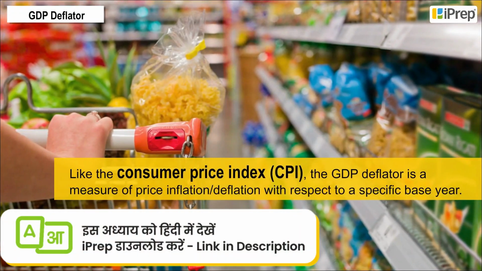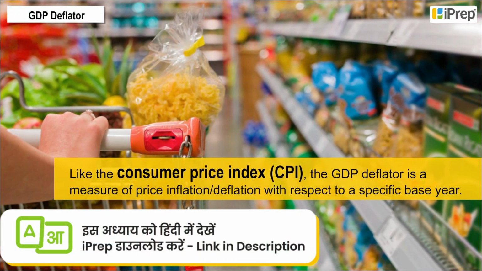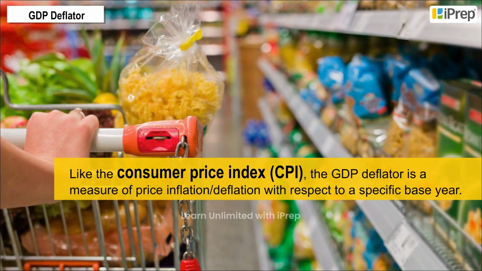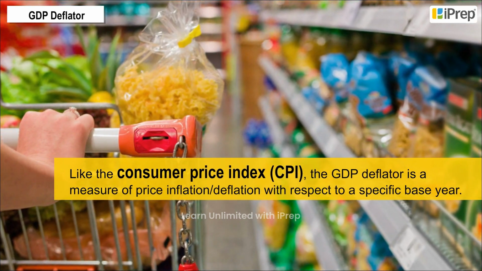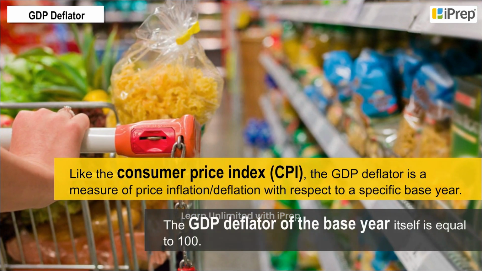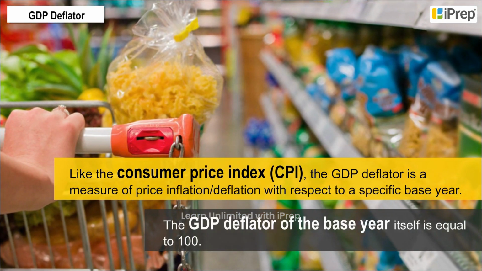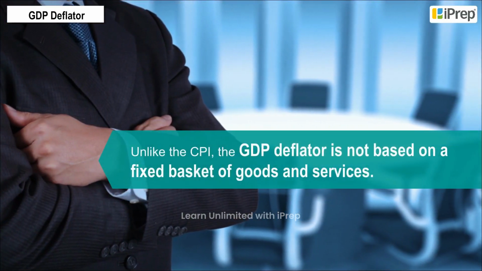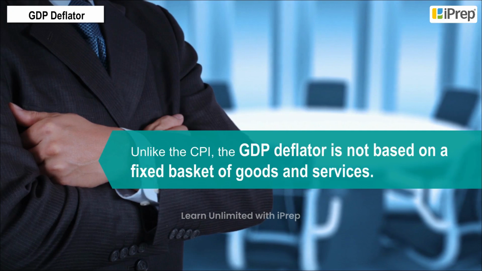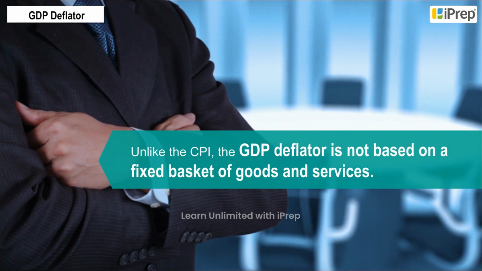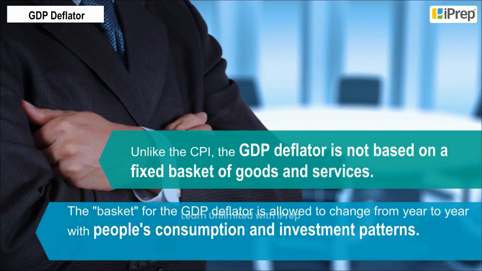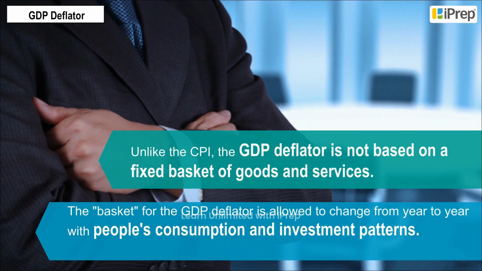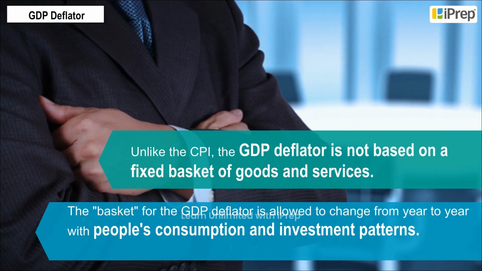Like the Consumer Price Index, CPI, the GDP deflator is a measure of price inflation or deflation with respect to a specific base year. The GDP deflator of the base year itself is equal to 100. Unlike the CPI, the GDP deflator is not based on a fixed basket of goods and services. The basket for the GDP deflator is allowed to change from year to year with people's consumption and investment patterns.